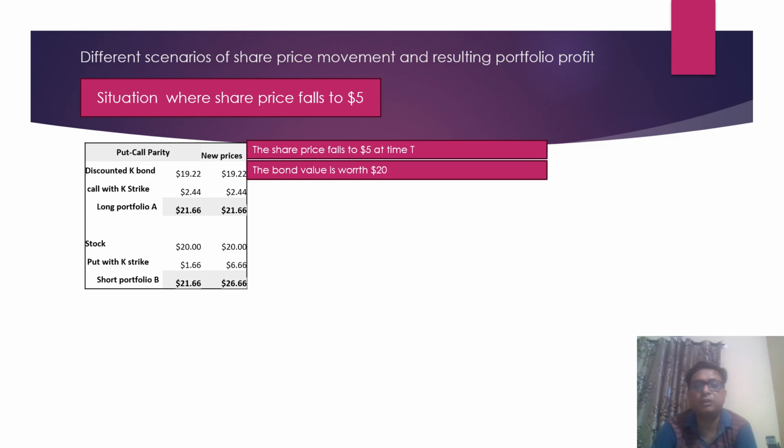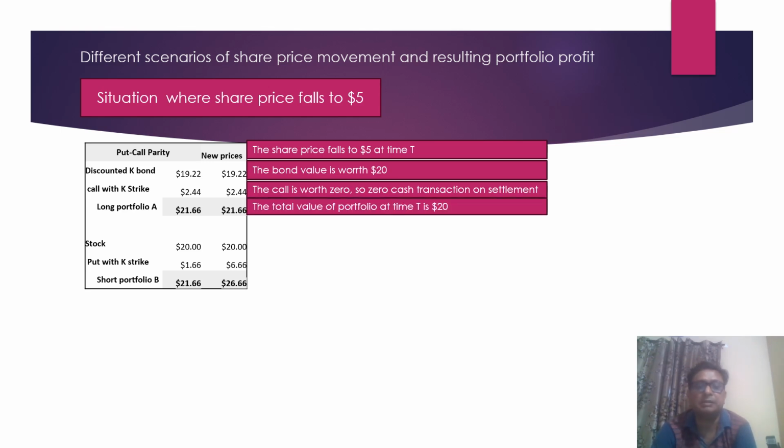The bond value is worth $20, as the bond is a risk-free asset. Since the price of the share has fallen, the call is worth 0, so no cash transaction is necessary on settlement of the call. So the total value of the portfolio at time t is $20.